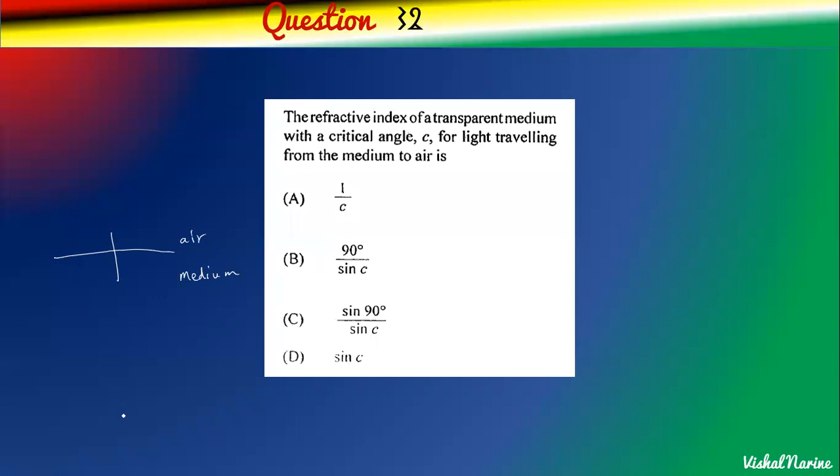Right, so I'm seeing for 32 a lot of persons saying C. So let's look at what's happening here. We have a ray of light traveling from the medium. The line is supposed to be reaching at the point, you can assume that it's here, at the critical angle. So this is C. Whenever the ray of light strikes the boundary at the critical angle, the angle of refraction is going to be 90 degrees.